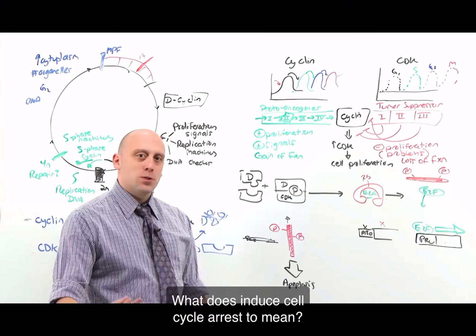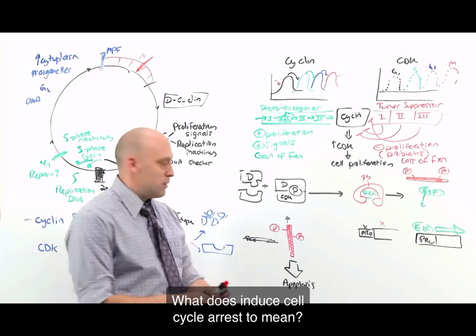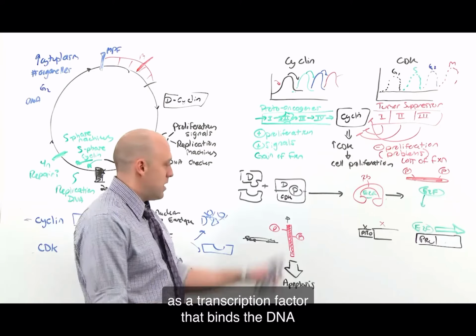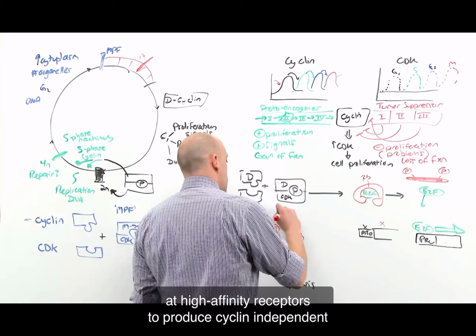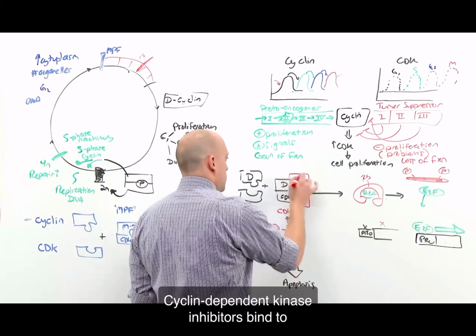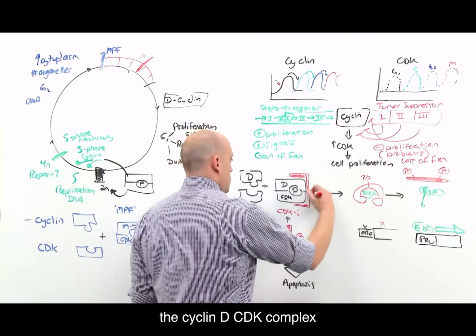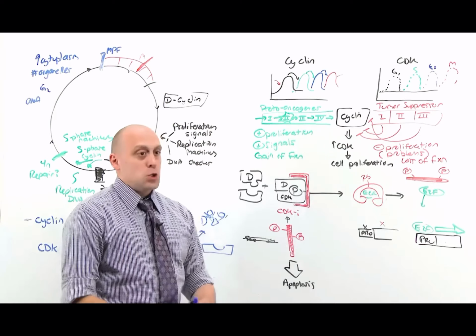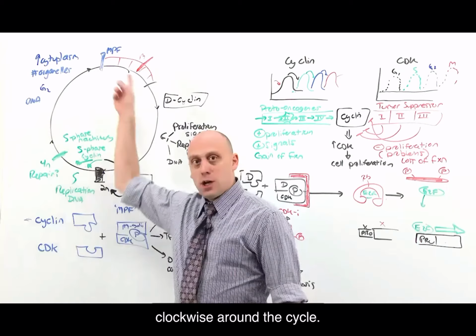Well, what does induces cell cycle arrest mean? P53, when activated by phosphorylation, is a transcription factor that binds to DNA at high affinity receptors to produce cyclin-dependent kinase inhibitors. Cyclin-dependent kinase inhibitors bind to the cyclin D CDK complex and inhibit the kinase activity. So the cell progresses unidirectionally clockwise around the cycle.